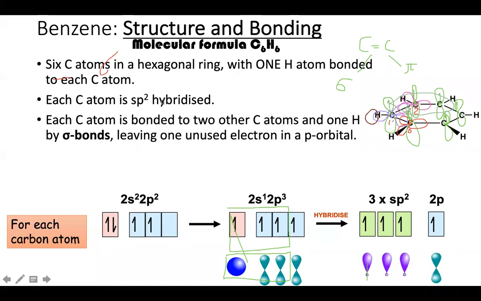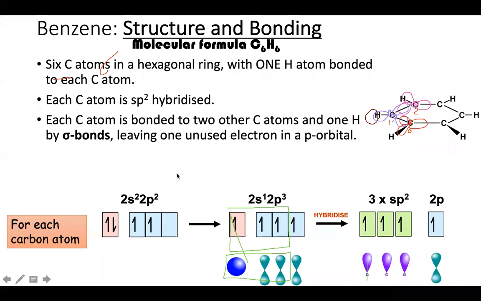Each carbon atom is bonded to 2 other carbon atoms and 1 hydrogen atom by sigma bonds. So if you look at this diagram that already looks complicated, it is the purple, pink, and red orbitals overlapping. These are all your sigma bonds: carbon 1, carbon 2, carbon 1, carbon 6, carbon and hydrogen. These are all sigma bonds.